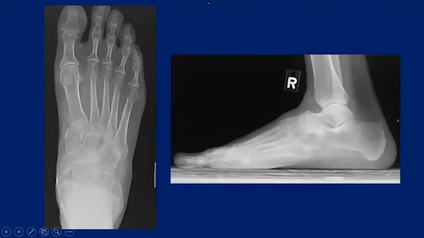AP and lateral views of the foot in a patient who has midfoot pain. Again, radiographs can help us both define the type of arthritis and where it is. So we can see in the midfoot, if we localize, that there is bone-on-bone apposition at the talonavicular joint with subchondral sclerosis and dorsal osteophyte formation, with the forefoot and the ankle joints being fairly well maintained.